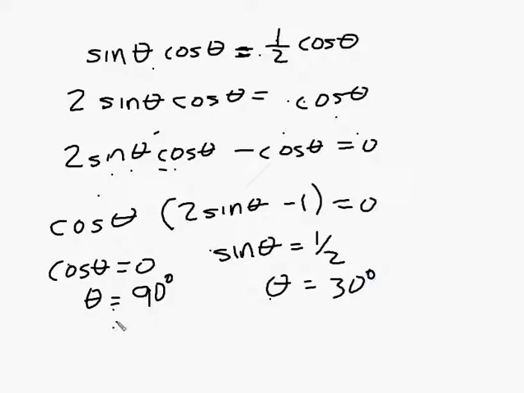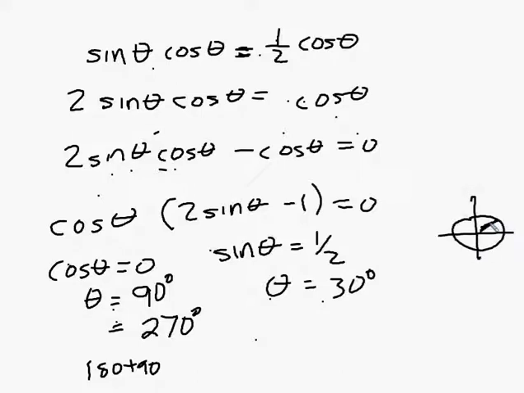All right, so cosine is 0 in two places, 90 and 270. How do I get that 270? Well, 180 plus the 90. The sine is positive in two places, quadrant 1 and quadrant 2. So my other answer is 150, and I get that by 180 minus 30. So these are all my answers.